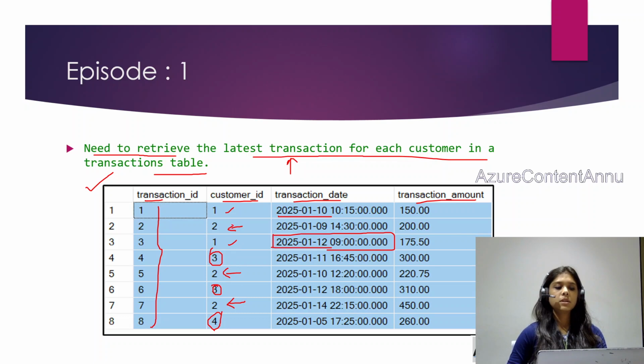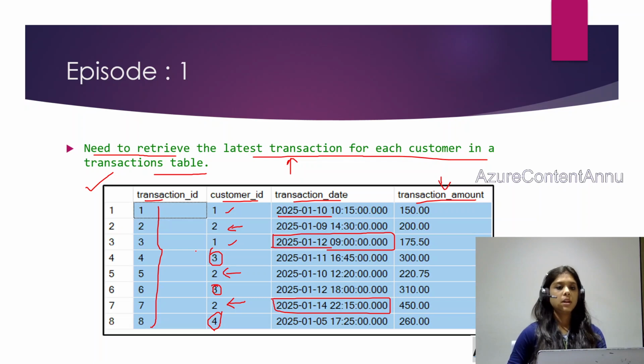Similarly, for the second customer, they have three transactions, you can see, out of which one is on 9th, the second one is on 10th, the third one is on 14th. So we need to retrieve this record. Okay, and similarly for the third and fourth as well, we need to retrieve the latest transaction performed by each of the customers, and this is the transaction amount. For this video we don't need the transaction amount column. We will just stick to getting the latest transaction, which means the highest value of transaction date we need to retrieve for each of the customer IDs.